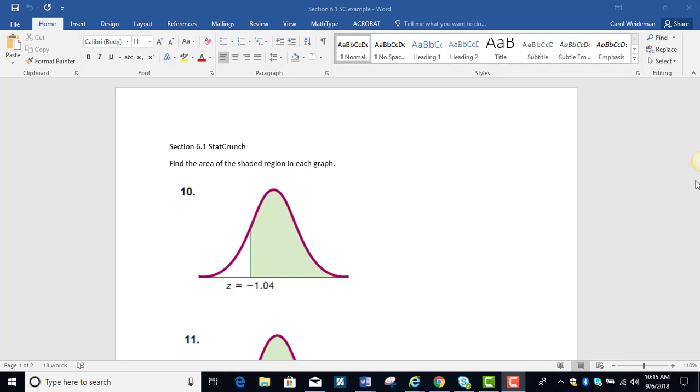In this video, we will use StatCrunch to work with the normal distribution in section 6.1. So I've picked a couple problems from our textbook, and we notice in the first one it wants us to find the area of the shaded region in the graph. And they've given us a z-score here of negative 1.04, and we want the area to the right.